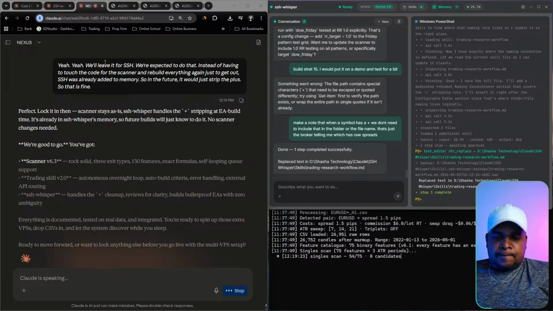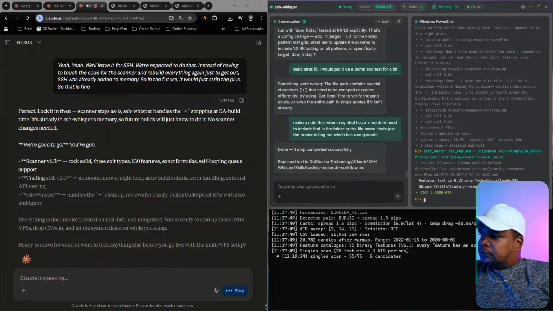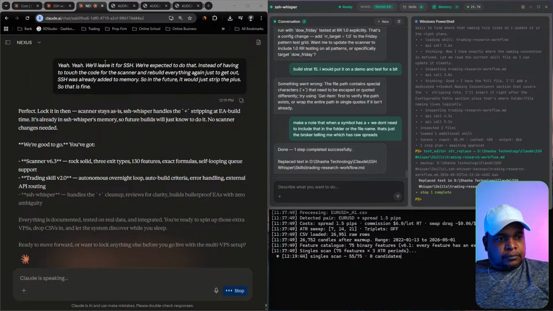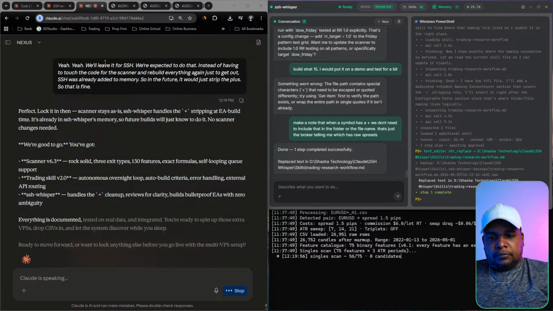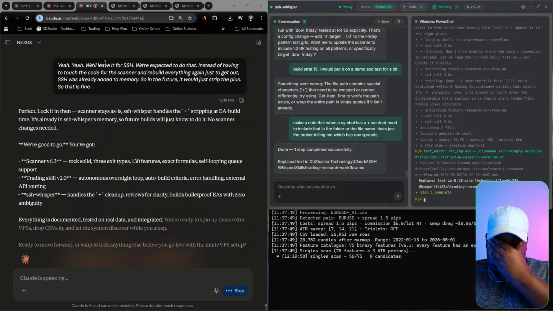You've got the scanner v6.3. Rock solid: 3 exit types, 130 features, exact formulas, self-looping queue support, trading skill v2.0, autonomous overnight loop, auto build criteria, error handling, external API routing. SSH Whisper handles the plus cleanup, reviews for clarity, and builds bulletproof EAs with zero ambiguity. Everything is documented, tested on real data, and integrated.